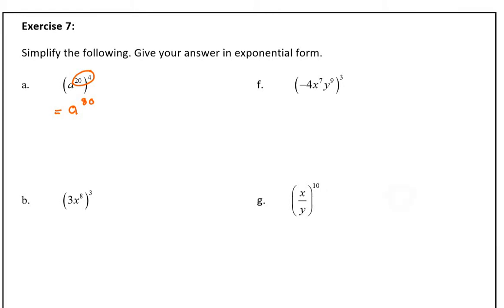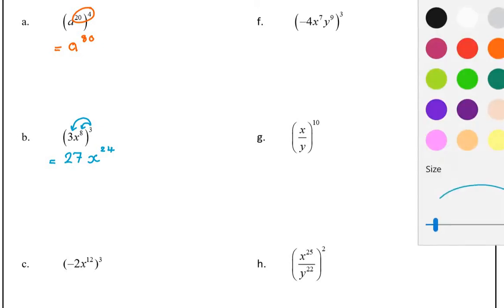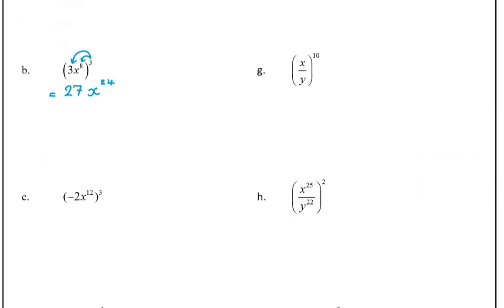Question B. I'm distributing, so I'm saying 3 cubed, not 3 times 3. 3 cubed is 27. And when I raise a power to another power, I multiply, x to the power of 24. Notice I'm going faster this time, and I'm cutting out that middle step.